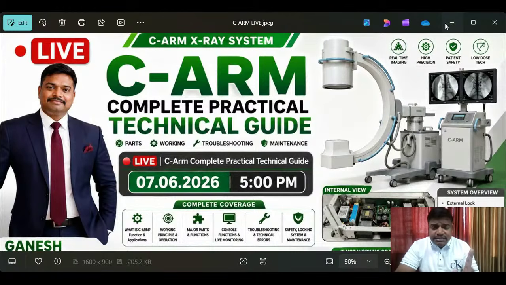See here, this is my content today. Live session: C arm, and C arm means X-ray system. It looks like this, see here. I will show you very clearly. Completely focus on my way of explanation and try to see my live sessions. Definitely you will get a lot of information which is in demand in hospitals.